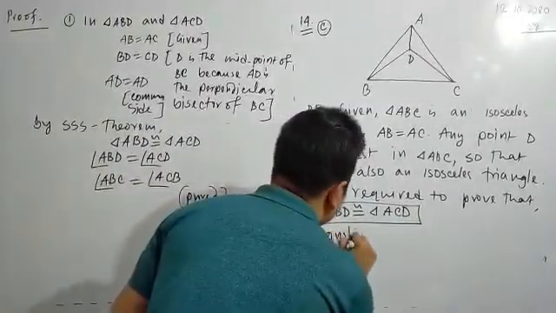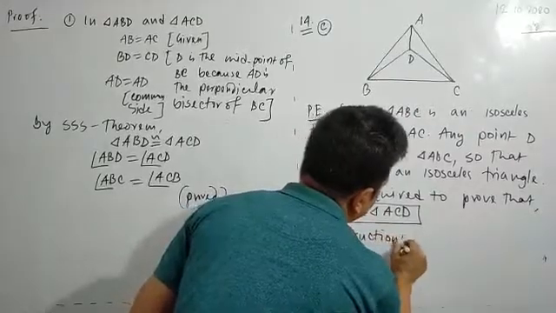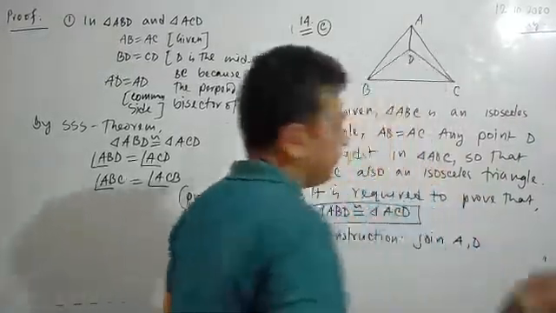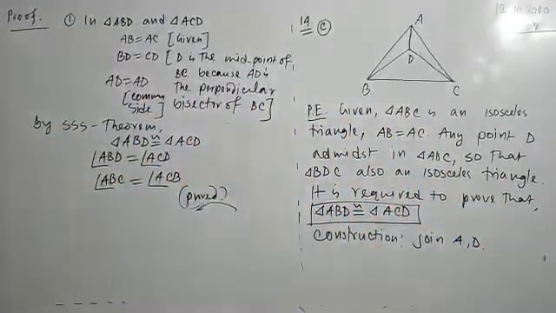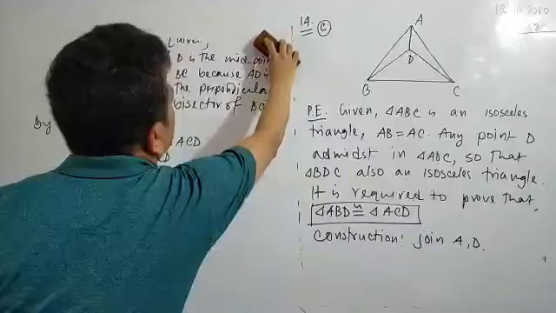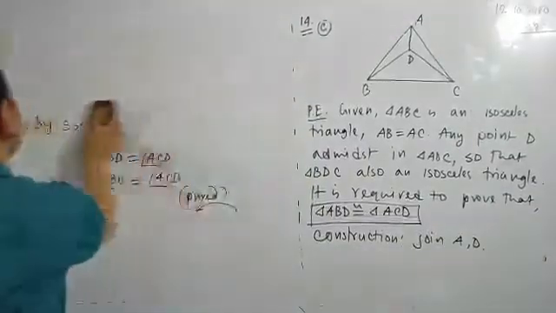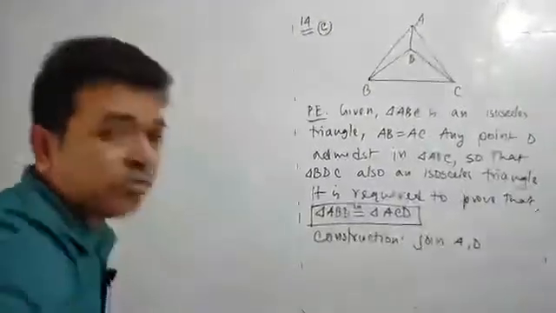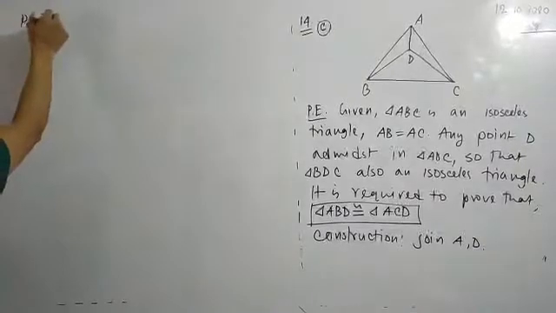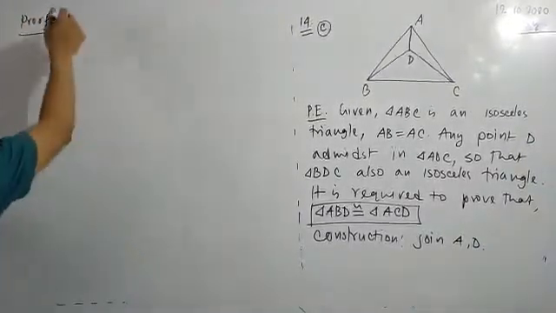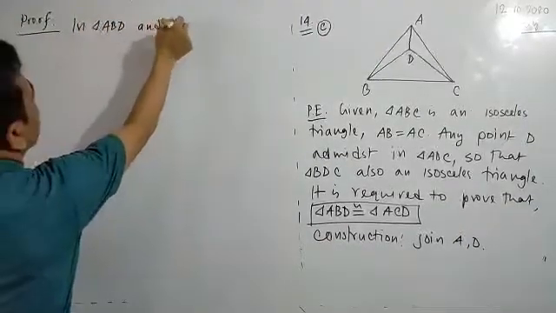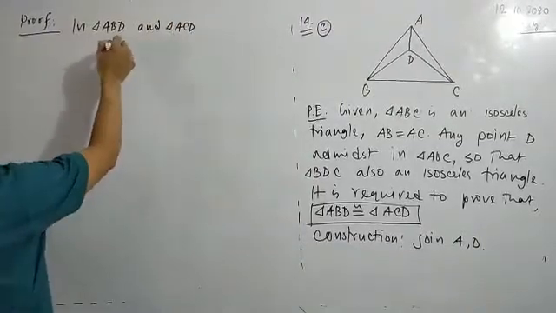Construction: just join AD. That's it, very simple, join AD. Okay, and the proof will take just 1 minute. I'm erasing this part. Okay, proof. Look at that, in triangles ABD and ACD, AB equals AC.